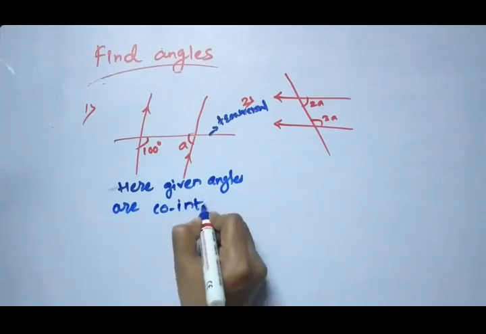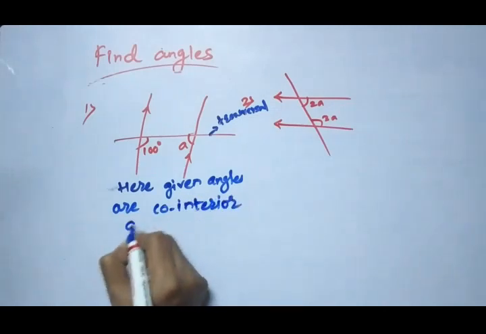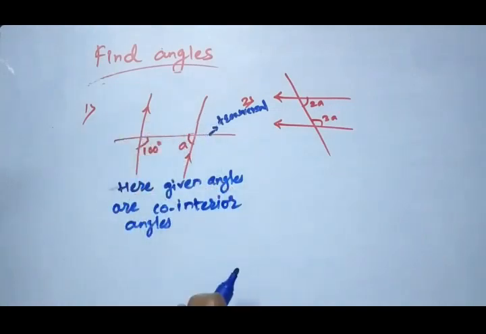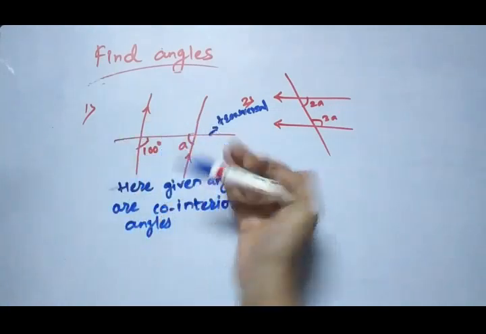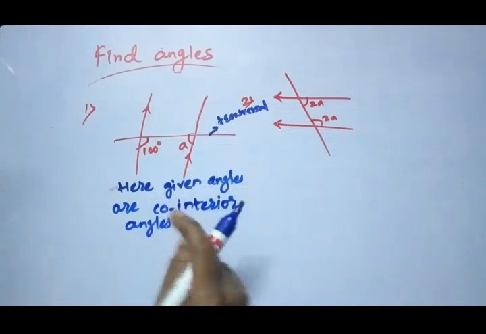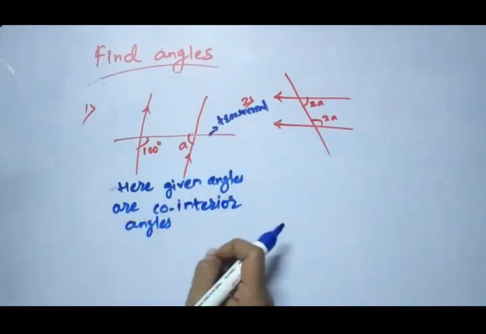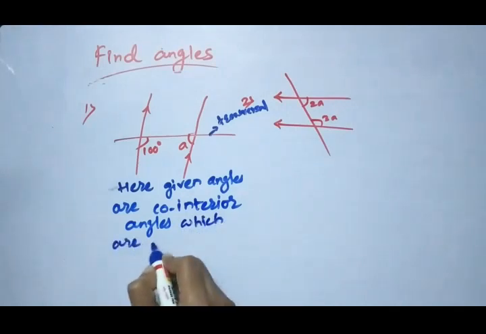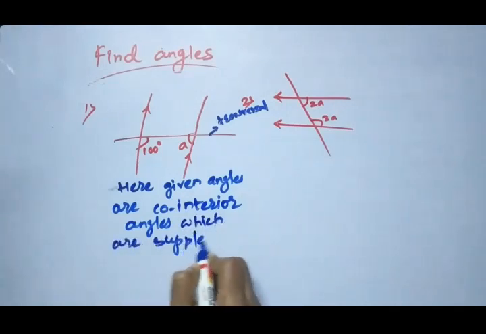Co-interior means what? Co-interior angles. First of all, they are interior, they lie inside the parallel lines, and they are on the same side of the transversal. So the given angles are co-interior angles, which are supplementary, or you can say they make 180 degrees.